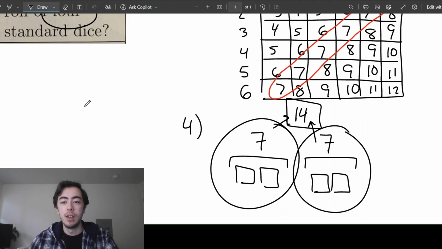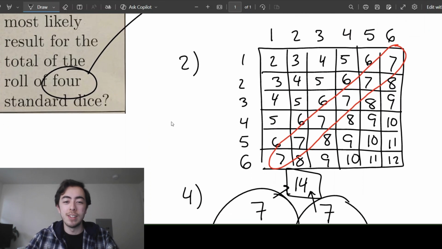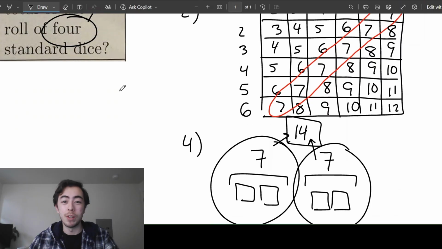That's about it. So something kind of interesting is what would happen if we had 3 dice or 5 dice? Because I haven't really answered that yet. Maybe that's something that you can find out on your own. But for now, we're all done. We hit the 14. We know why that's true.